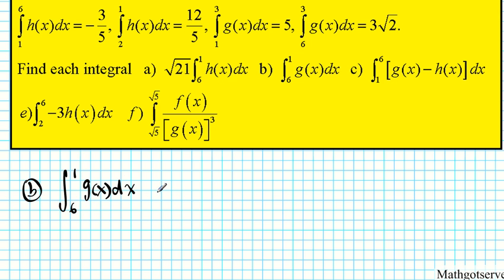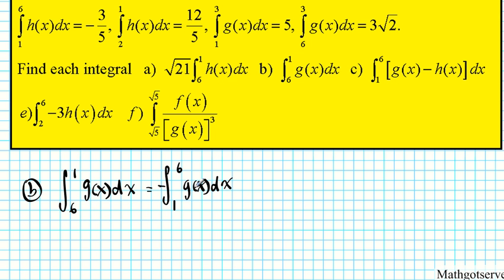So from 6 to 1, I can write this as the antiderivative from 1 to 6 of g of x dx. Okay, what did I just do? I just switched the order of integration. So using the order rule of definite integrals, when you switch the order, you have to introduce a minus.